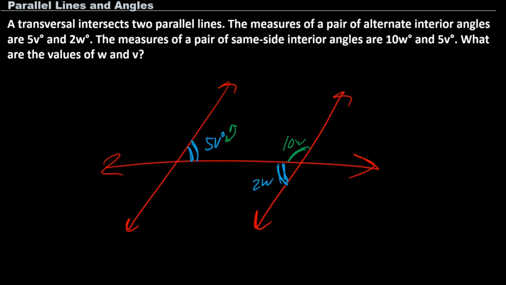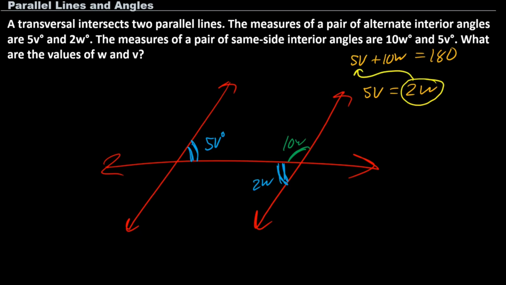What are the values of W and V? So this is the setup that we're looking at. And so the question is, how do we even get started here? Well, if we look at the same side interior, 5V plus 10W has to equal 180 degrees. If we look at the alternate interior, 5V must equal 2W. And if 5V is equal to 2W, then 2W can be substituted in for 5V.